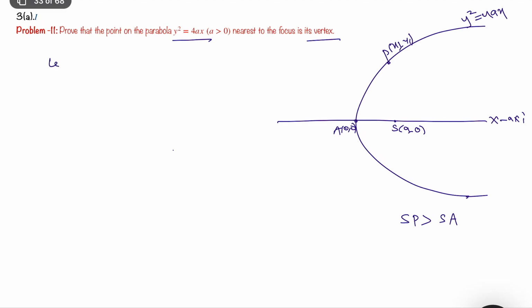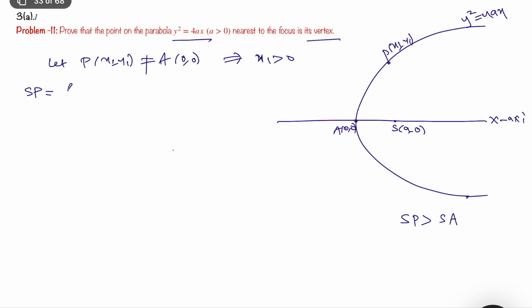Let P (x1, y1) be different from the vertex (0, 0). That means x1 must be positive because we have a graph only on the positive side of the x-axis. So for any point on the parabola, the x coordinate must be positive.